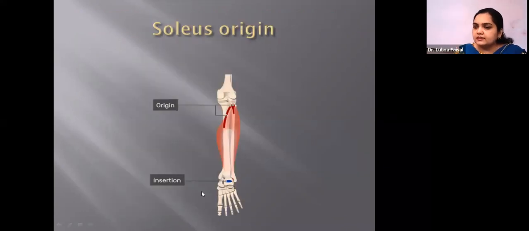Now this is a slide which shows the origin of the soleus muscle, which I told you originates in an inverted U-shaped manner. This soleus muscle originates from the posterior surface of the fibula, the head of the fibula, and from the posterior surface of the tibia. So it resembles an inverted U. This is the soleus origin.